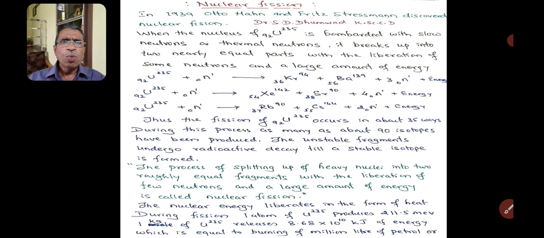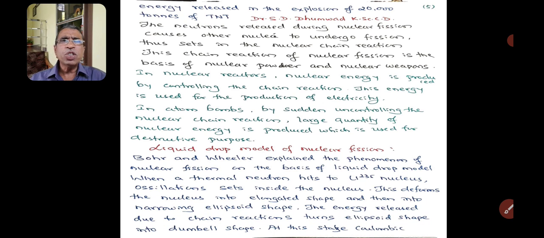During fission, one atom of uranium-235 produces 211.5 million electron volts. 1 kg of uranium-235 releases 8.68 × 10^10 kilojoules of energy, which is a very huge amount, equal to burning of a million liters of petrol or the energy released in the explosion of 20,000 tons of TNT. TNT means trinitrotoluene.